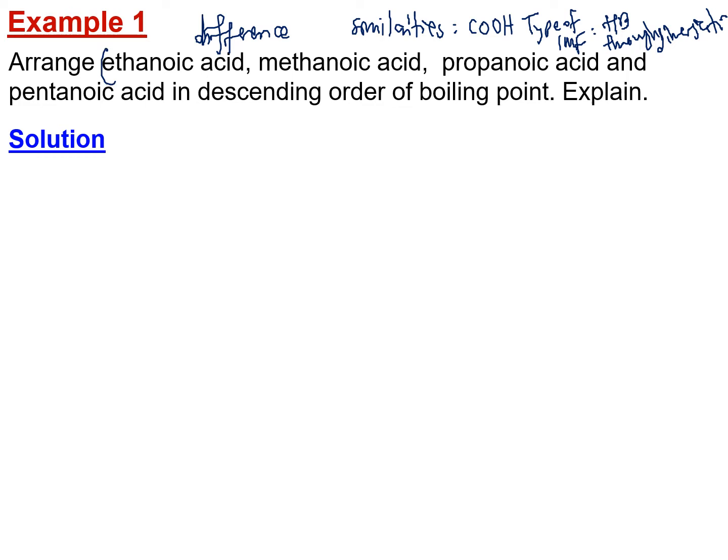This is eth, maksudnya ada 2 carbon. Okay, meth maksudnya ada 1 carbon. Okay, prop maksudnya ada 3 carbon. And lastly is pent. Maksudnya dia ada 5 carbon. So dia suruh kamu susun.